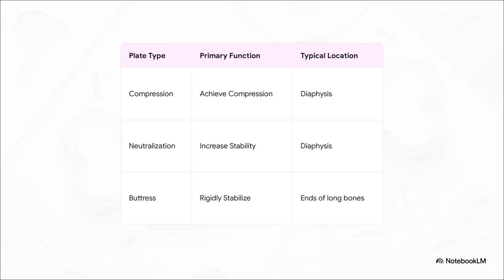So let's just pull that all together. The crucial takeaway is this. It's all about picking the right tool for the job. Compression plates create compression in the diaphysis. Neutralization plates protect other fixation. And buttress plates prevent collapse at the ends of the long bones. Three different plates, three very different functions.